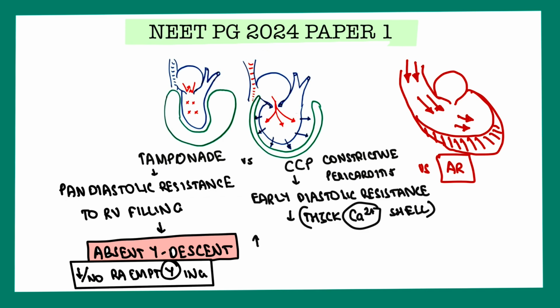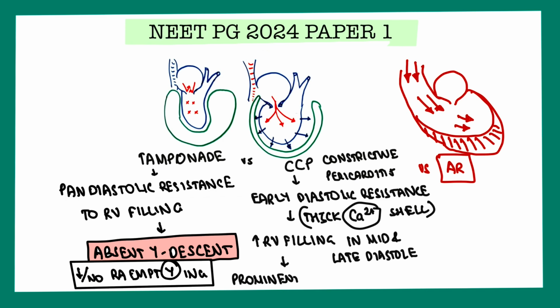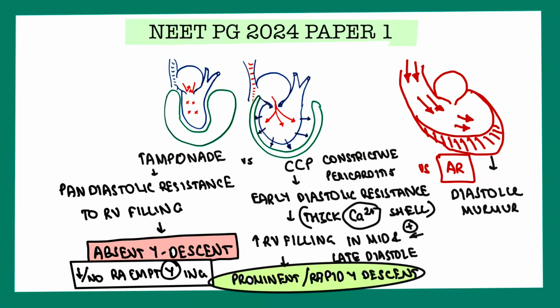Whereas in constrictive pericarditis, there is a thick pericarditic calcific shell which causes resistance only in the early diastole part. In mid and late diastole, there will be a gush of fluid from the RA to the RV causing this diastolic murmur as well as prominent or rapid Y descent. Whereas in AR also you can tell there is a diastolic murmur, but there is no problem with the RV filling at all. So there is no need for any change in the Y descent. So the answer is obviously chronic constrictive pericarditis.